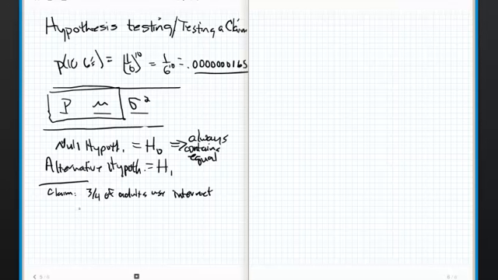Now, the first thing that we want to talk about here is, what are we testing? Are we testing the mean? Are we testing a proportion, or are we testing a variance? That's the most important thing. And really, that's all that you have to worry about, which of those three things are we testing?